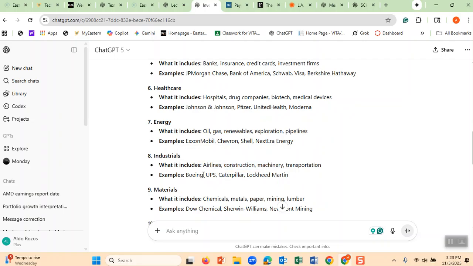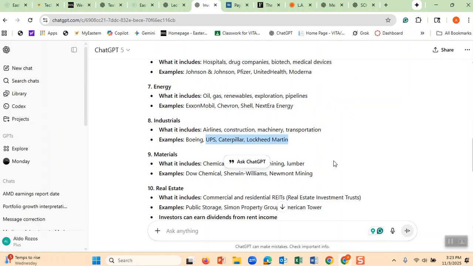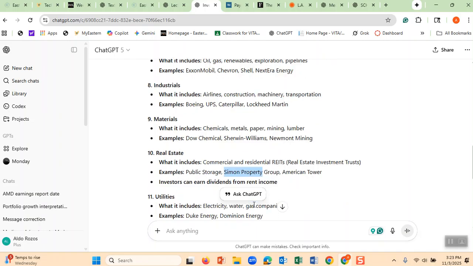And you have heard of Boeing, UPS, Caterpillar, Lockheed. Materials: chemicals are part of materials, and mining is in that part. And you have heard of Dow Chemical, you might not have heard of Sherwin-Williams, but they fall into chemicals. And some people like to invest in real estate. You see REITs, real estate. An example is that you can invest in some funds that invest in Public Storage, and investors can earn dividends from rent income. That means that sometimes these real estate funds give dividends because they provide rent.